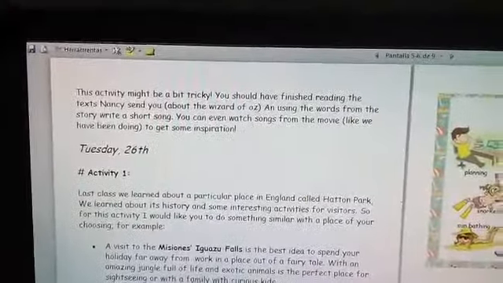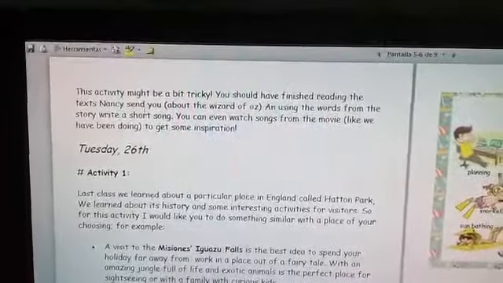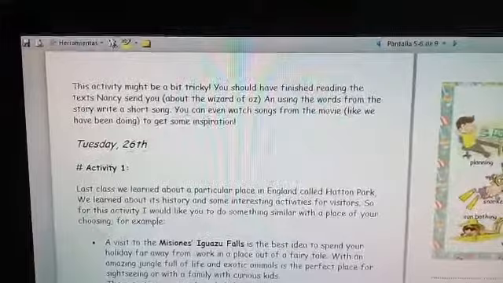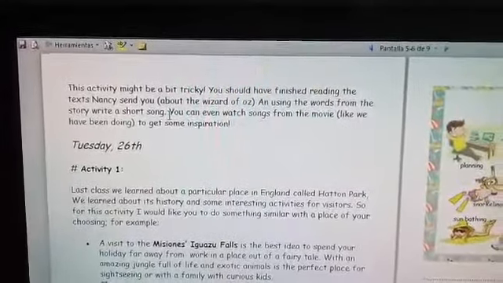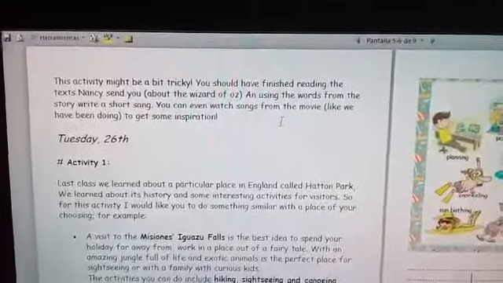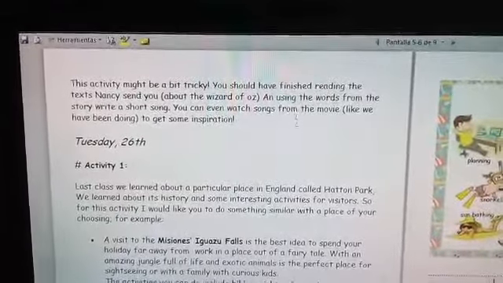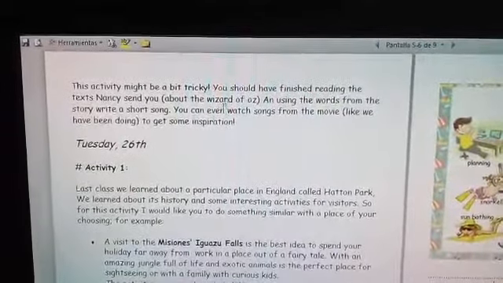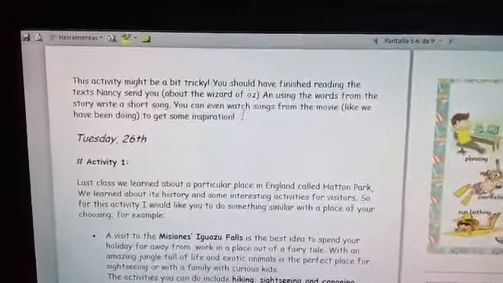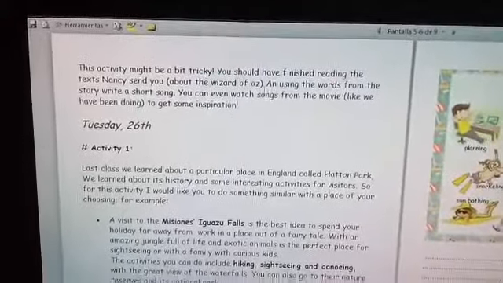Okay, for drama. For this activity, you should have finished reading the text Nancy sent you about the Wizard of Oz, and using a word from the story, write a short song. So, you can watch the songs from the movie and change them using synonyms or adjectives, or you can write your own. You can use them to get inspiration. You can do whatever you want as long as it has some sort of meaning with the Wizard of Oz.